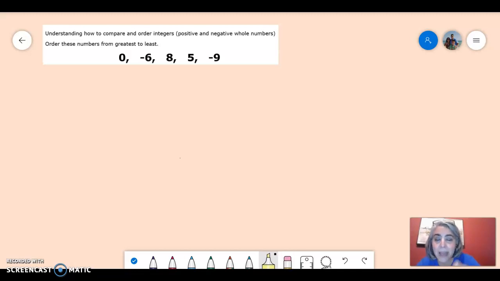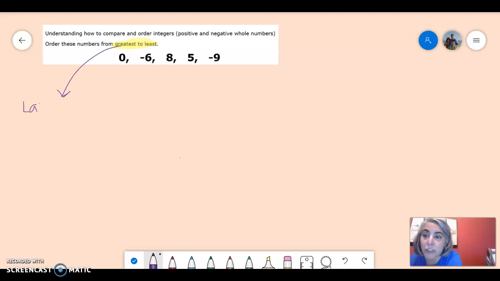So I'm going to get my highlighter, and I'm going to make sure that I highlight so I remember greatest to least. And then I'm going to make myself a side note. Greatest to least also means large to small. I really don't want to forget that, so I'm just going to write that over to the side.